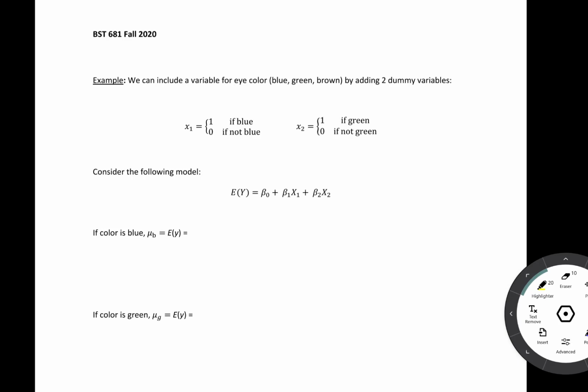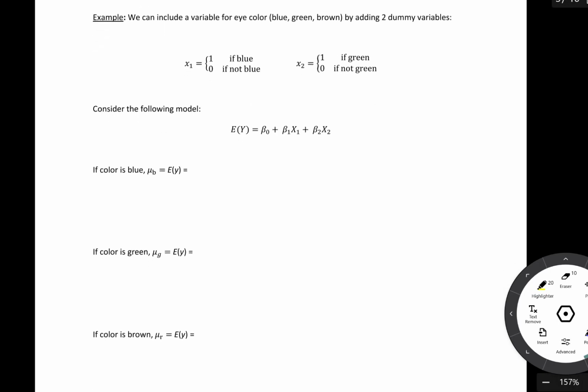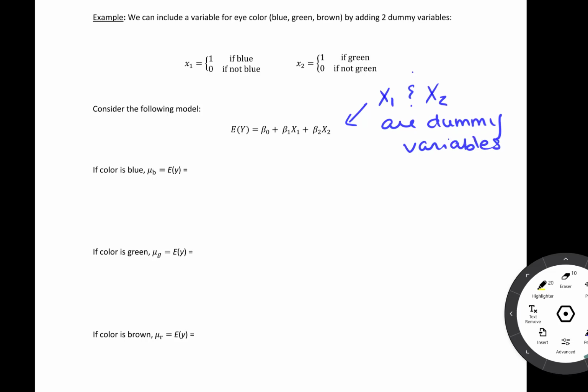In this case, brown is known as the base case, and we're going to look at what that means. So consider the following model. Notice again, this looks similar to what we've seen before, but the big difference here is that x1 and x2 are dummy variables, or we could call them indicator variables, and what they're doing is helping us code the categorical variable eye color.